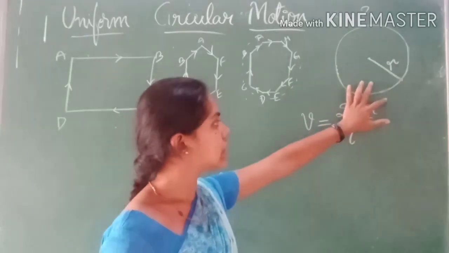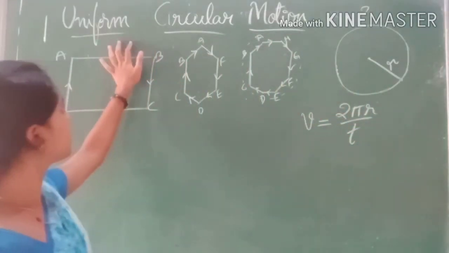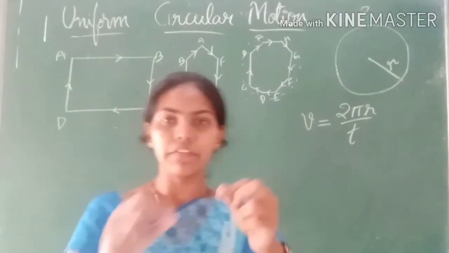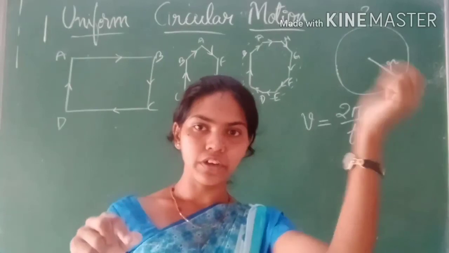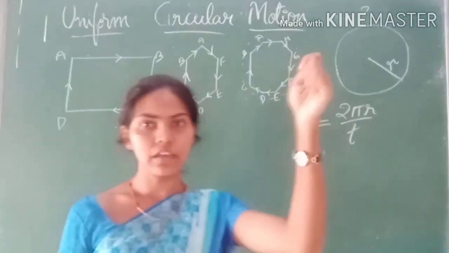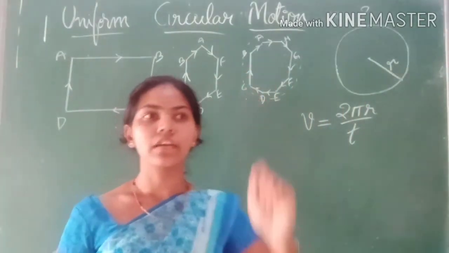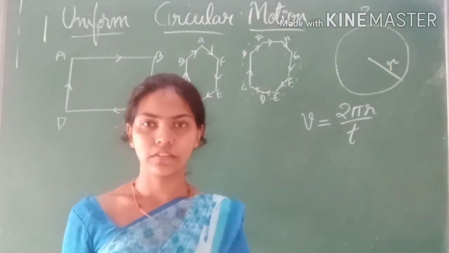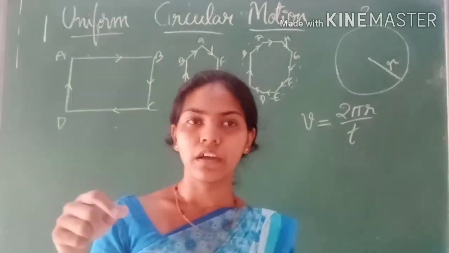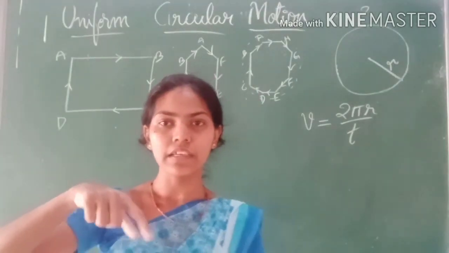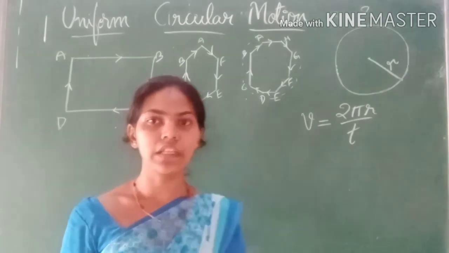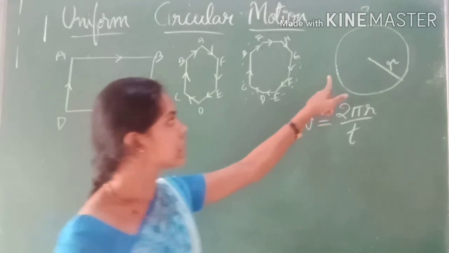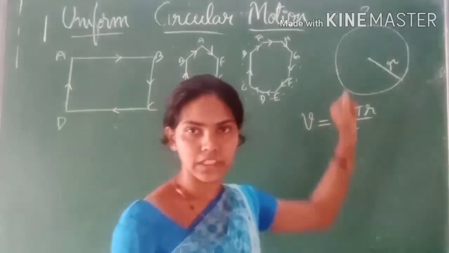If the person is traveling in a circular path, that is an example of uniform circular motion. If you tie one stone with a thread and rotate it around you, you get a uniform circular path. And the planets and satellites revolving around the sun follow a circular path. They are traveling with uniform circular motion. Got it? Here there is a change in velocity due to the change in direction of the object.